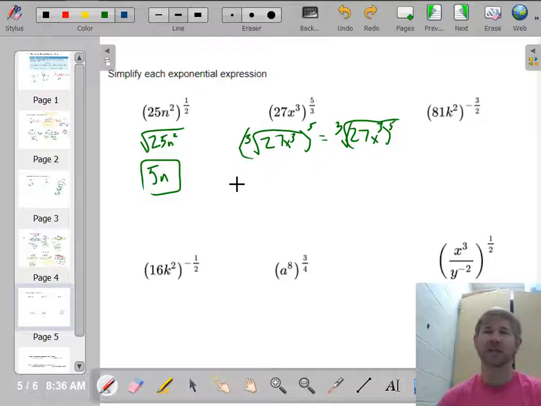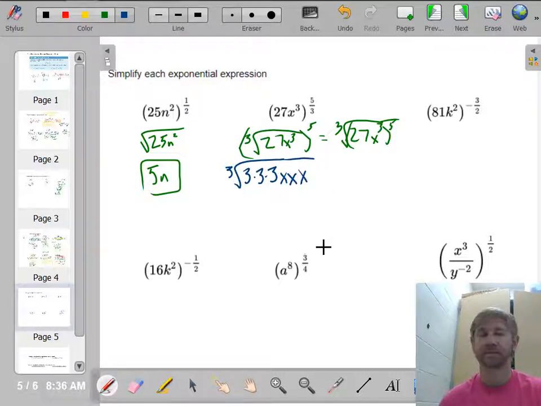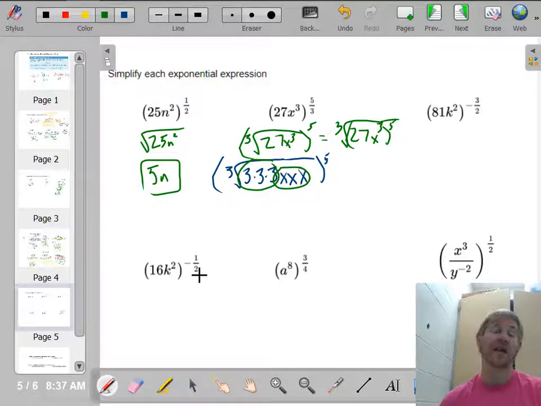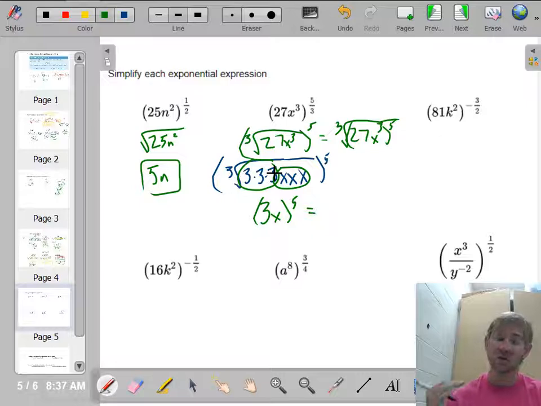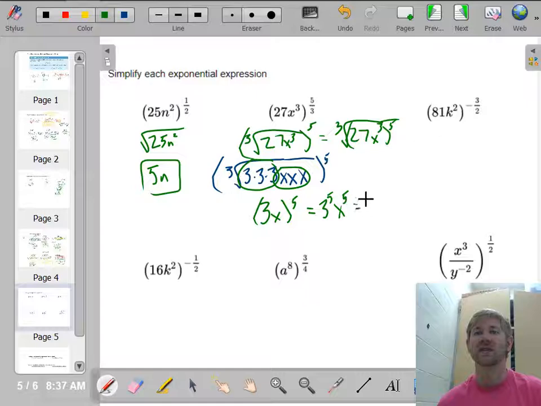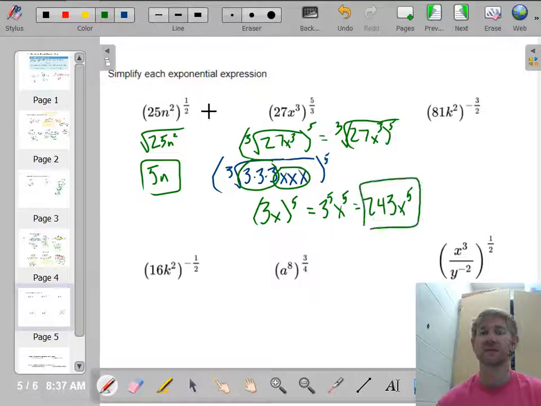Now, that's 3x, but let me show you why. 27 is 3 times 3 times 3, and x cubed is x times x times x. So I'm going to figure out what that is and take it to the 5th power. Look for sets of 3, everything comes out. You have 3x on the inside to the 5th power. Now you've got to be careful, use your exponent rules. This is a quantity to a power, so this is 3 to the 5th and x to the 5th. And 3 to the 5th we just talked about. 3 to the 5th is 243, so this is 243 x to the 5th.